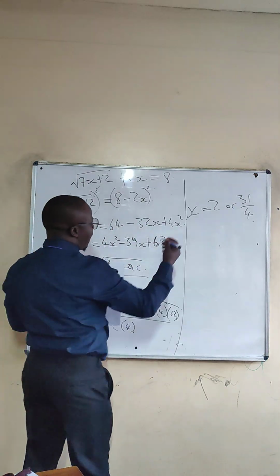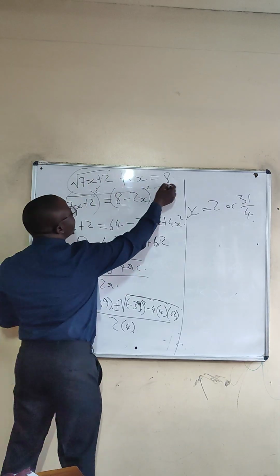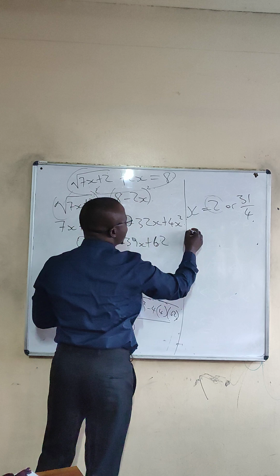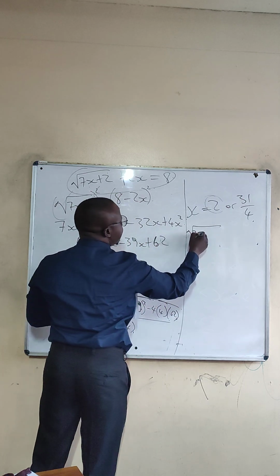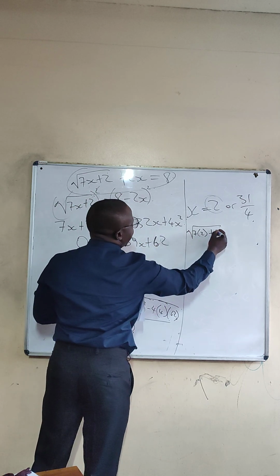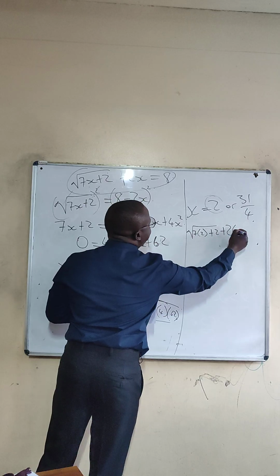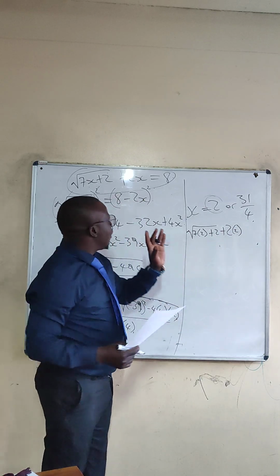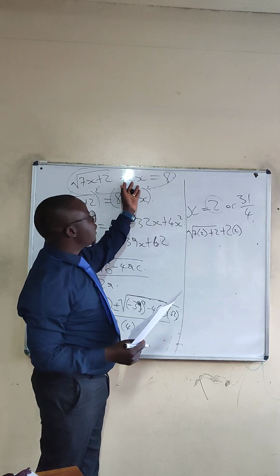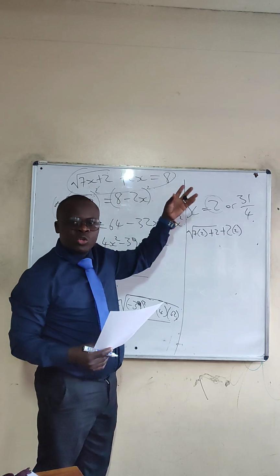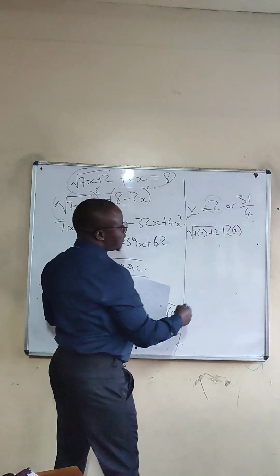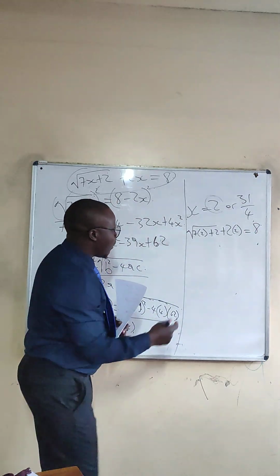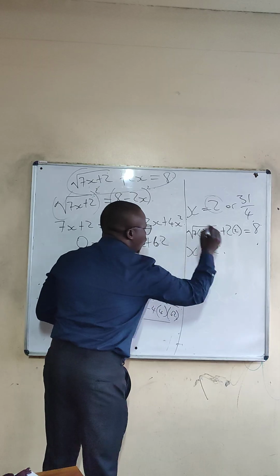So let's test. How do you test? You bring back the original. When you substitute 2 into this, you are going to have the left hand side 7 bracket 2, then plus 2 bracket 2, and then you punch this on the calculator to test whether the left hand side is going to give you exactly an answer equal to 8. If you test with the calculator, you'll find that this will come down to 8. So yes, our x is equal to 2.